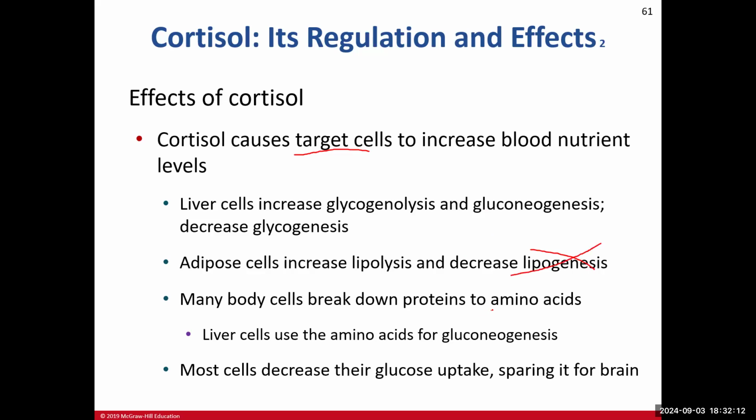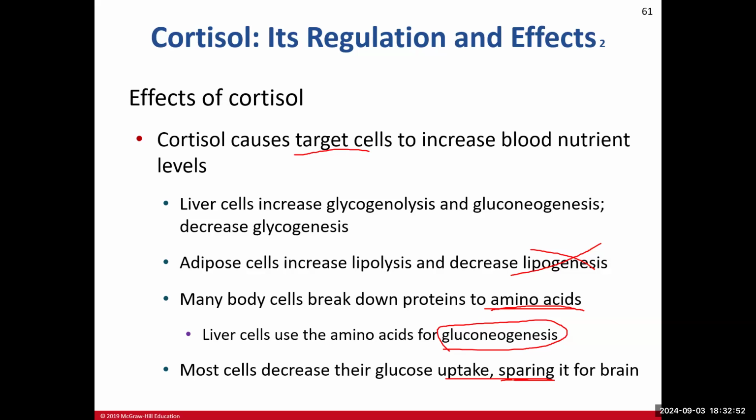And then, like I said before, a lot of our cells are going to be breaking down proteins, from the long, big protein molecule into bite-sized pieces of amino acids. And a lot of those amino acids go right back to the liver, and we use them to make more glucose, right? And then again, we're seeing that glucose sparing effect here. So a lot of the cells in the body are going to, remember, supply and demand, folks, supply and demand. A lot of the cells will forego their glucose uptake because they want to save it for the tissues that need it.